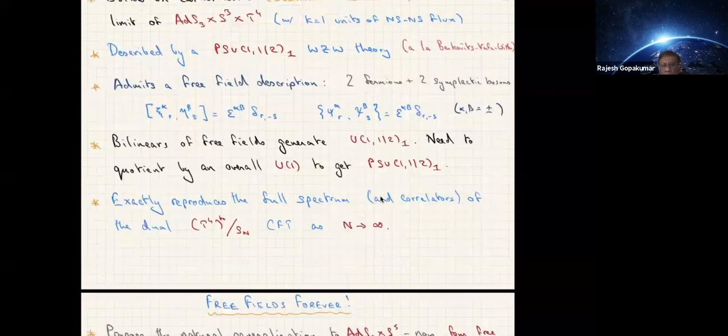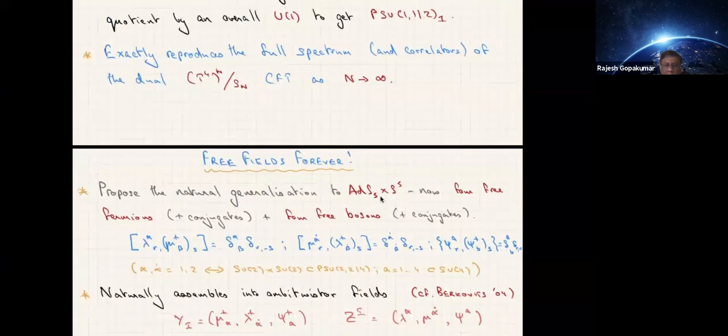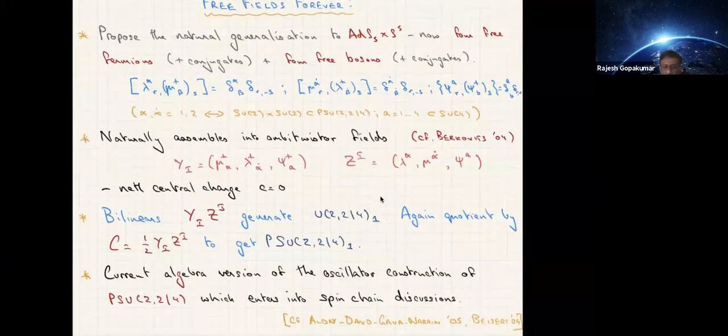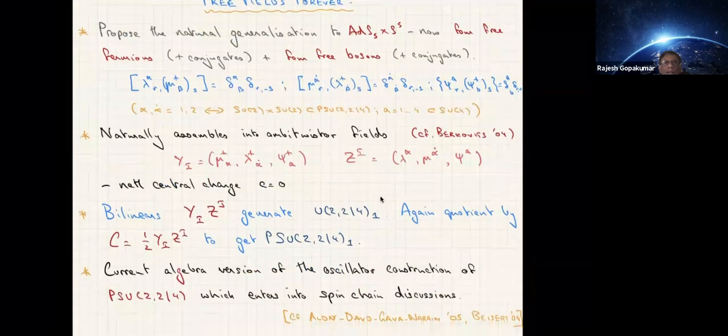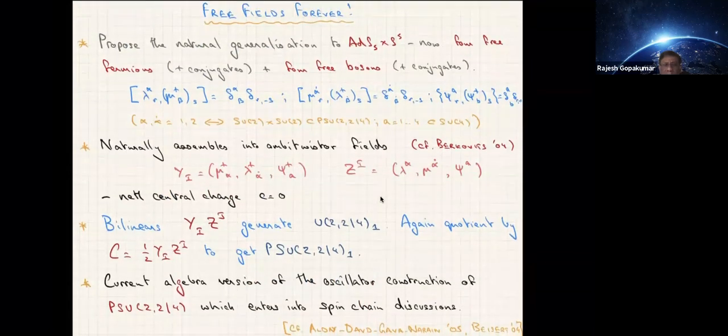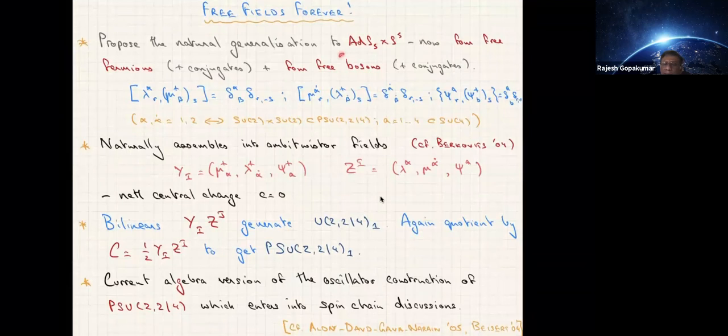Okay, so this was the background, and now we'll consider the generalization to AdS5 times S5. There's a very natural generalization. You consider 4 free fermions and their conjugates, and 4 free bosons and their conjugates. So instead of two fermions and conjugates and 2 bosons and conjugates, you double the number of fields.